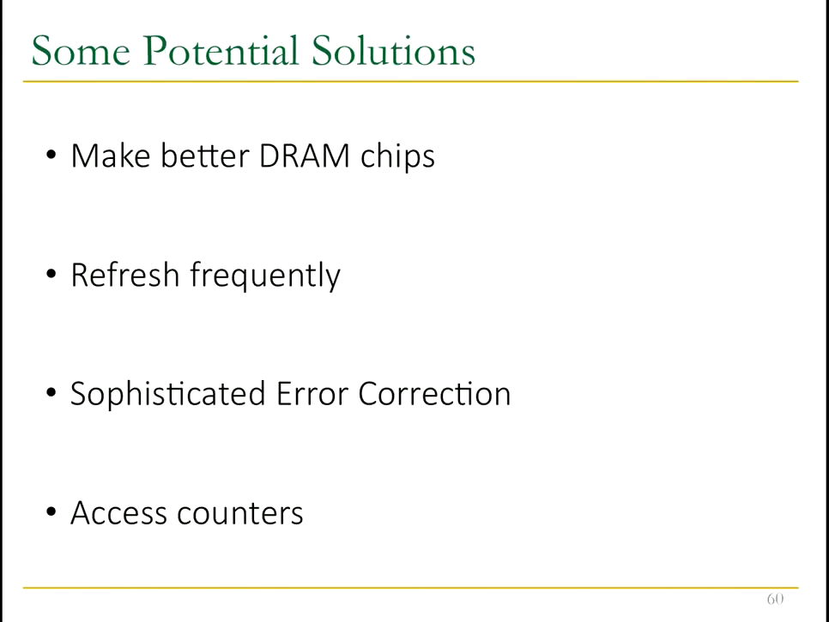Okay. Well, let me give you some examples. We're not going to go over this in detail. Make better DRAM chips. Tough luck, right? This is happening because things are too close to each other. You could punt the problem and say DRAM manufacturers should be fixing it, but it's actually not that easy. Refresh frequently. Actually, that's a good idea because the problem is happening because you're doing enough activates before things get refreshed. So if you increase the refresh rate, you avoid the problem.